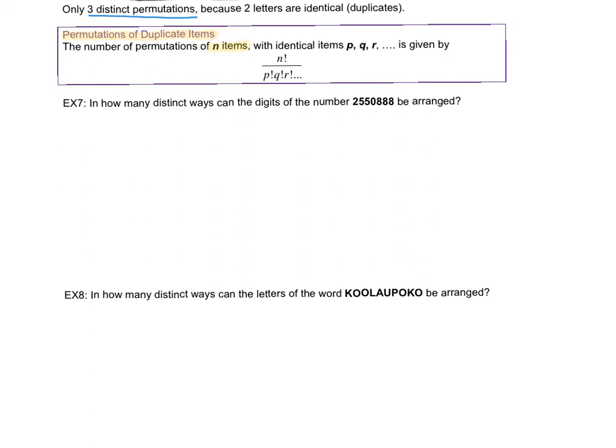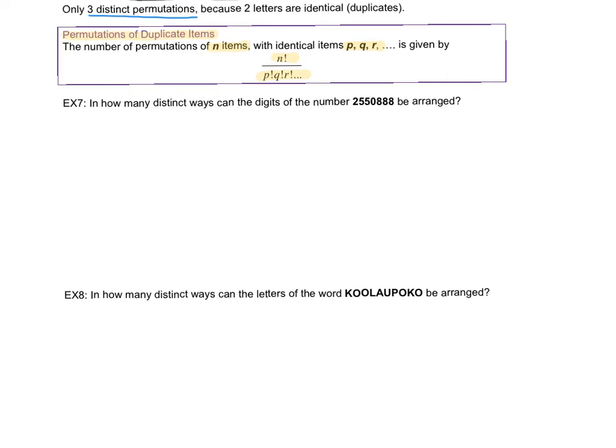And let's say we have identical or duplicate items. We'll call these P, Q, R. Then the permutation formula, when you're trying to figure out how to arrange all the items in a group with duplicate items, would be n factorial over p factorial, q factorial, r factorial, and so on, depending on how many items duplicate. Oftentimes when you see formulas, it's a little bit difficult to use, so let's look at an example instead.